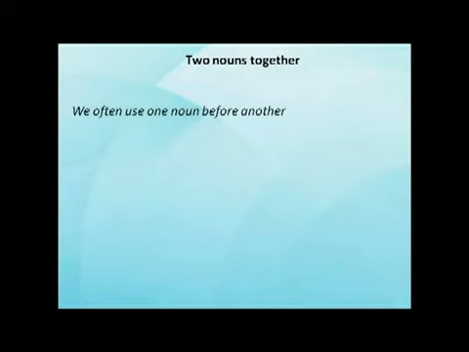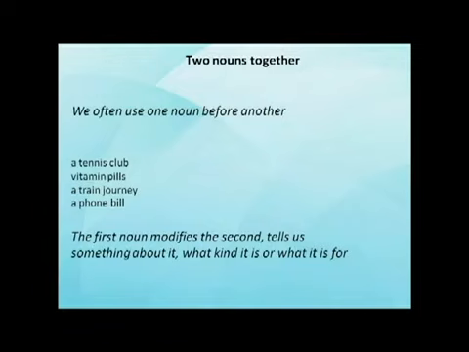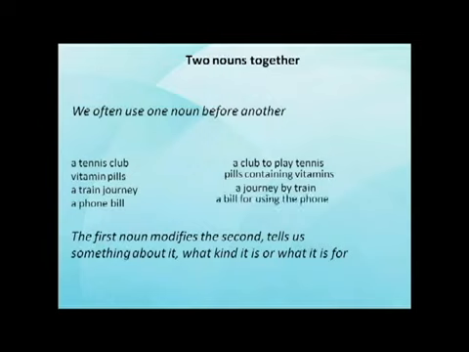Two nouns together. We often use one noun before another: a tennis club, vitamin pills, a train journey, a phone bill. The first noun modifies the second one. Tell us something about it. What kind it is or what it is for. A tennis club is a club to play tennis. Vitamin pills, pills containing vitamins. A train journey, a journey by train. A phone bill, a bill for using the phone. The first noun is not normally plural and it usually receives the stress.